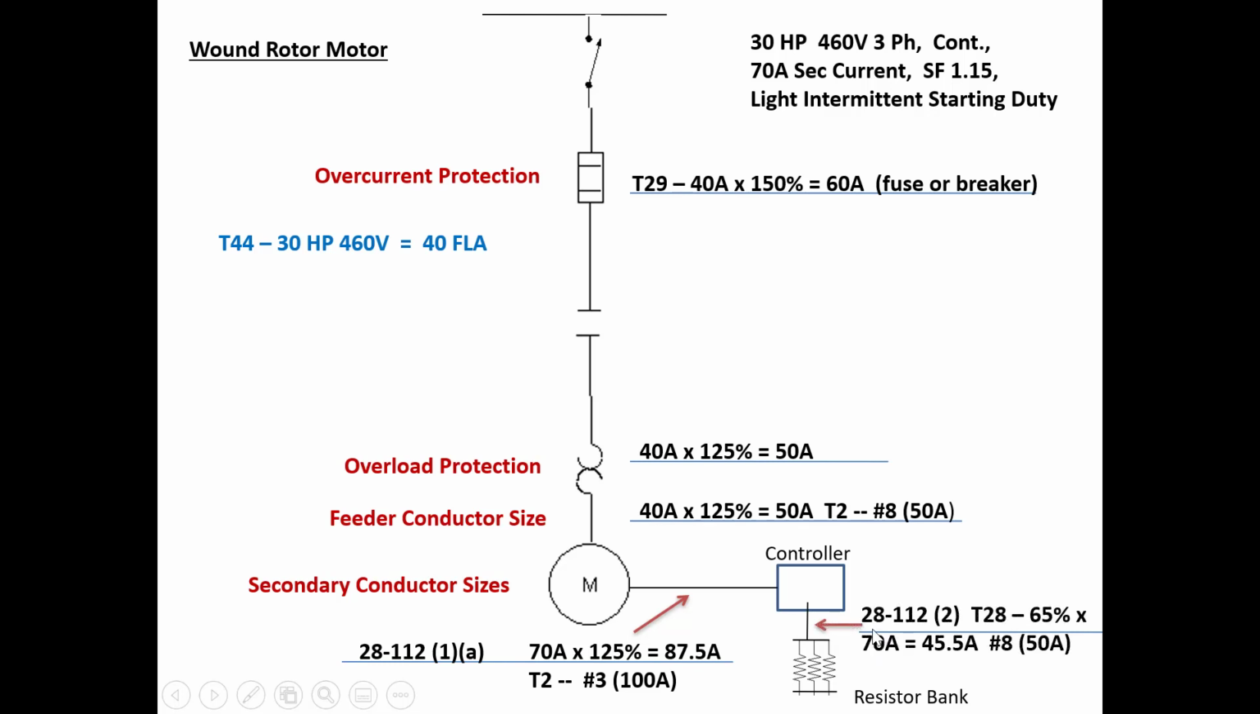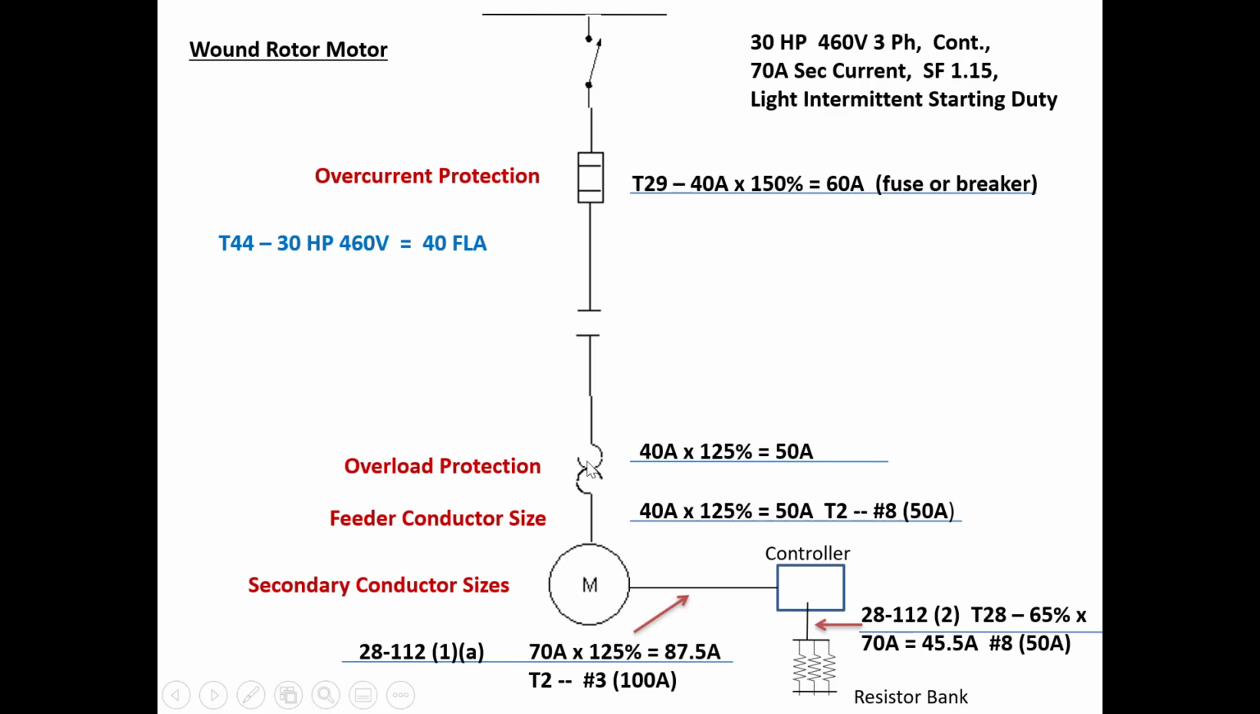Okay, so now we're going to go to table 28, based on the resistor duty classification. It says light intermittent starting duty. Again, that's not the motor, that's the resistor bank. So it's a continuous motor, but this is for the resistor duty classification. We go to light intermittent starting duty, and we see a percentage of 65% under table 28. So we take 65% times 70, again the current for the secondary conductors. We get 45.5 amps, and we pull number 8s, which are good for 50, to the resistor bank.